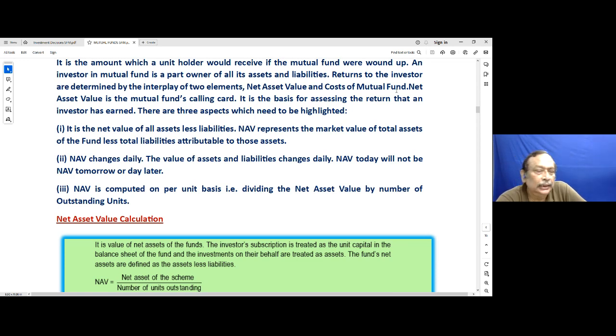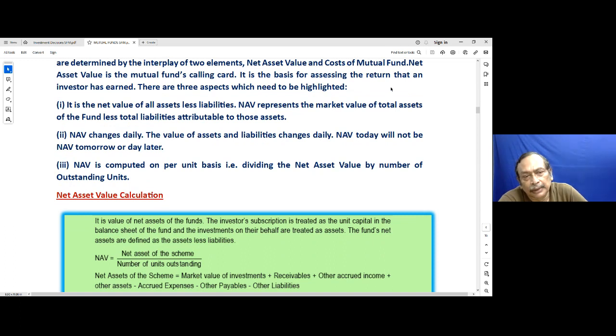NAV changes daily. The value of assets and liabilities changes daily. NAV today will not be NAV tomorrow or the day after. And number three, NAV is computed on a per unit basis. That is, dividing the net asset value by the number of outstanding units. So we'll come to this in the next class.